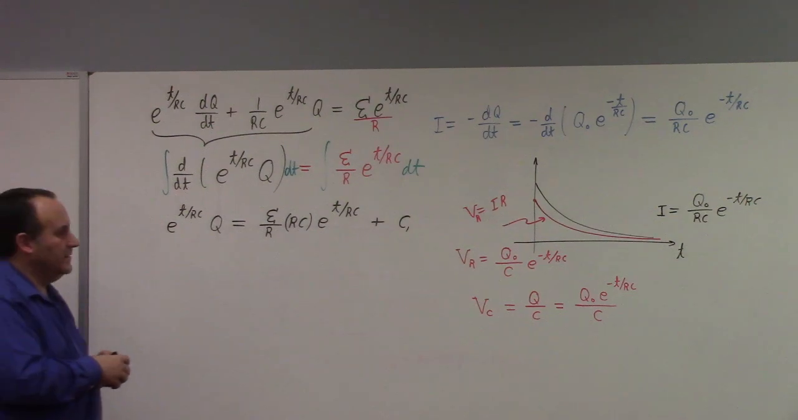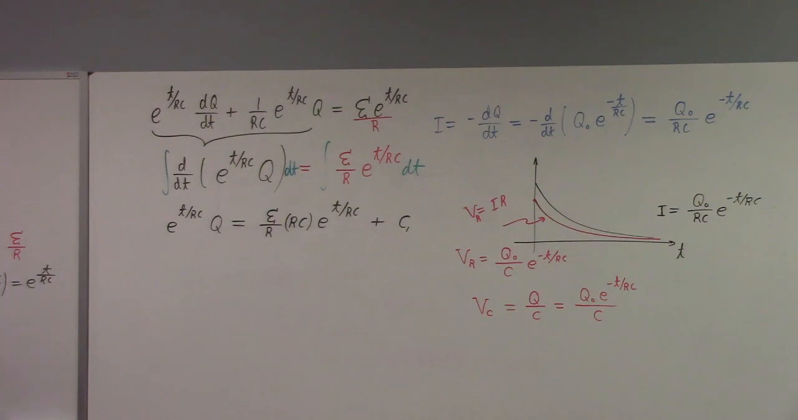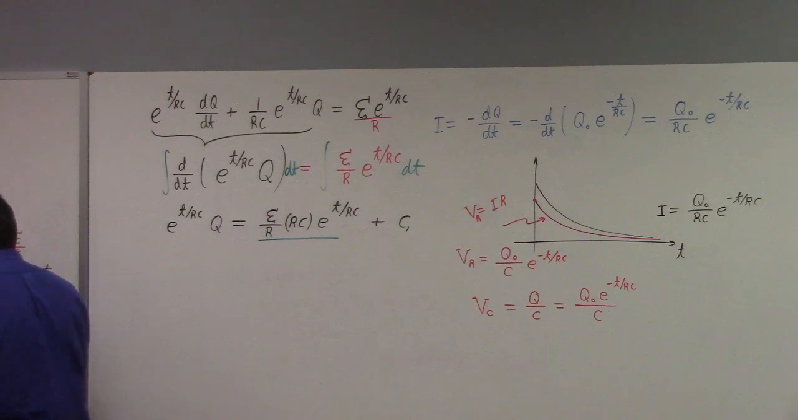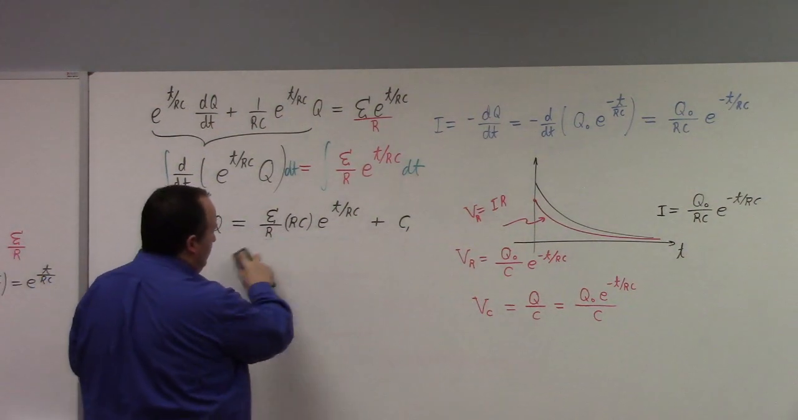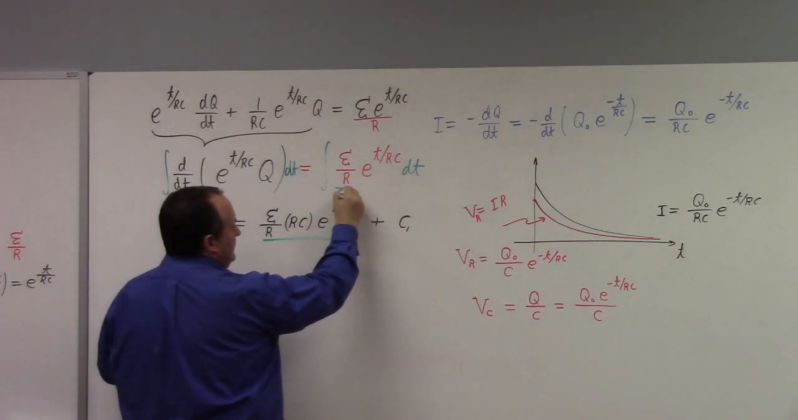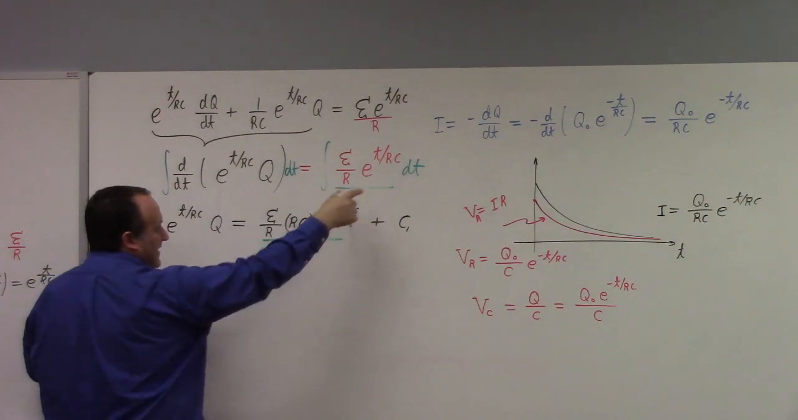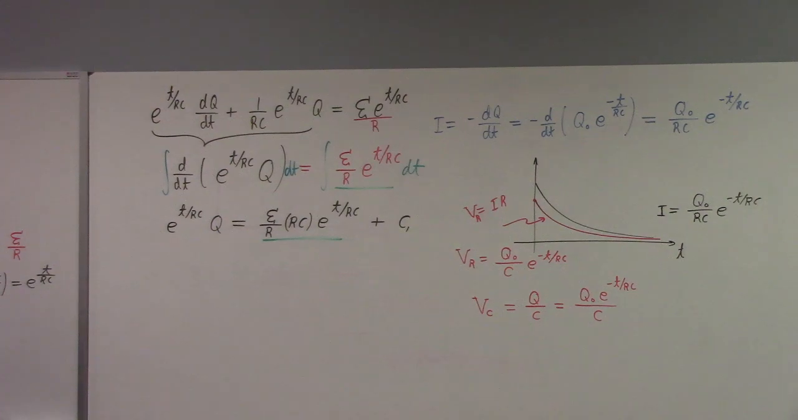Now, you can check me on this. How would you check me on this? If you differentiate what I have right there, what should we get? If this is a legit antiderivative of this up here, when we differentiate what's down here, we should get back to that. And see what happens when I differentiate this? I pull out a 1 over RC, which cancels the RC. And so we're just back to E over R like we want.